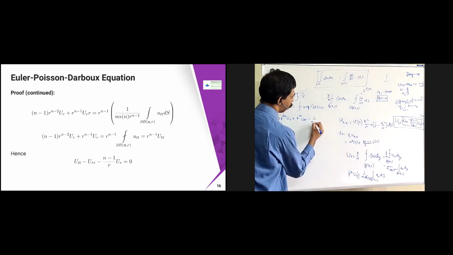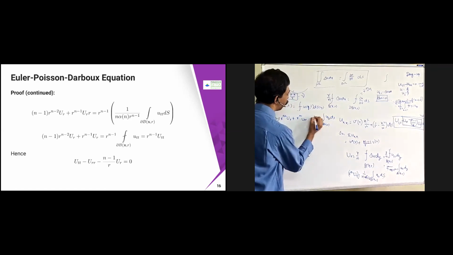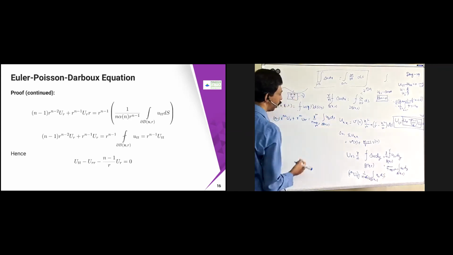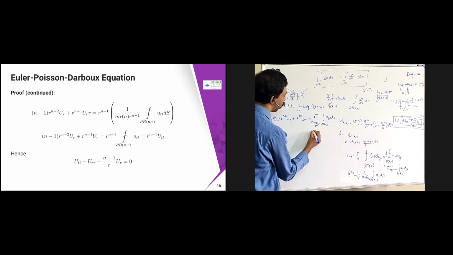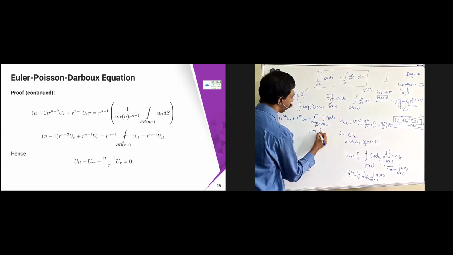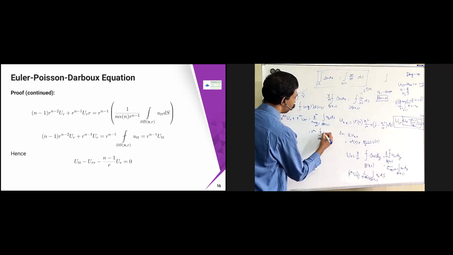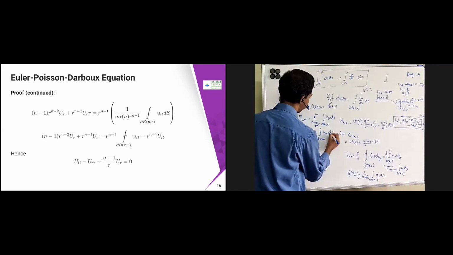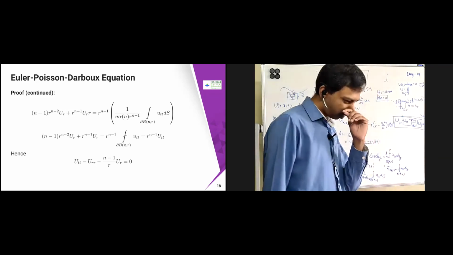1 by n into alpha n, dou b of x comma r, u t t ds is going to come. Now I'm going to multiply and divide by r power n minus 1. Then this 1 by n into r power n minus 1 is going to become r power n minus 1 into the average over dou b of x comma r, u t t ds. I'm just putting a bar over there.